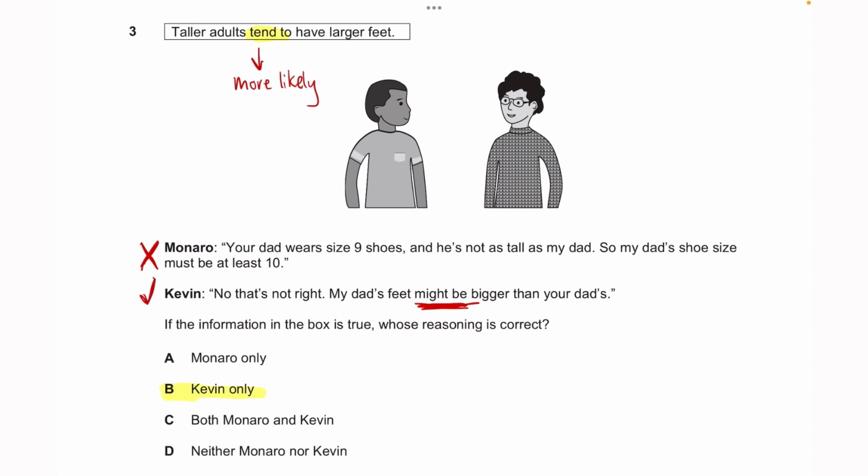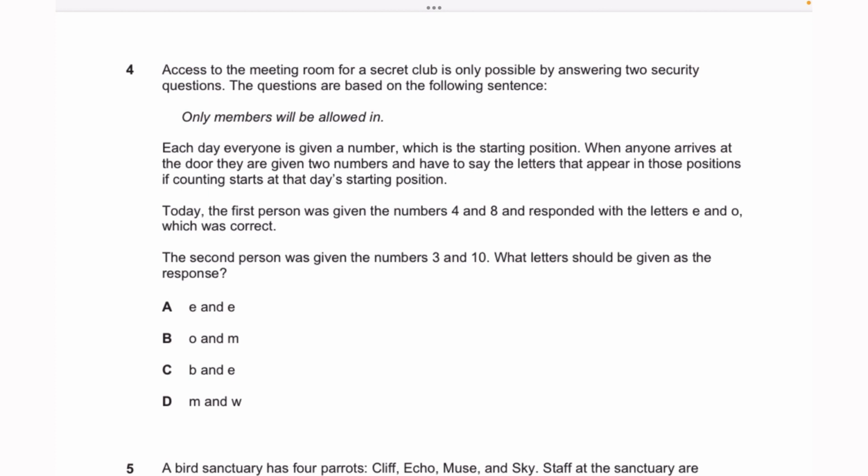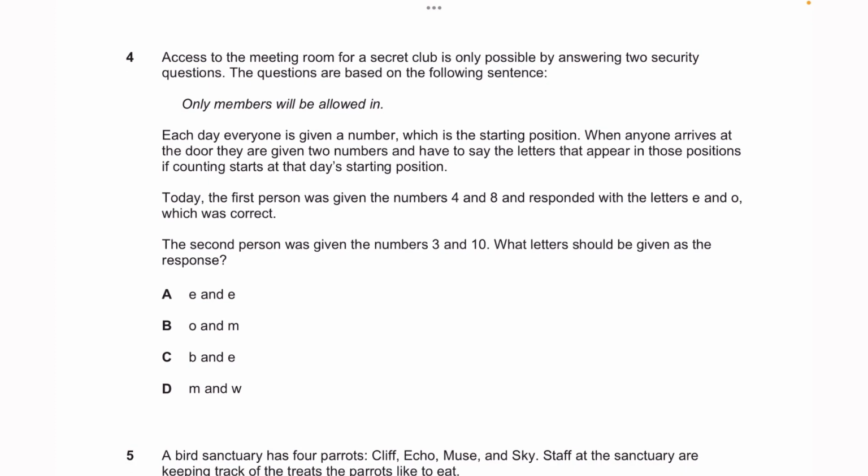So we know our answer to this question to be B. Alright, over the page. Having a look at question 4. So question 4 says this.